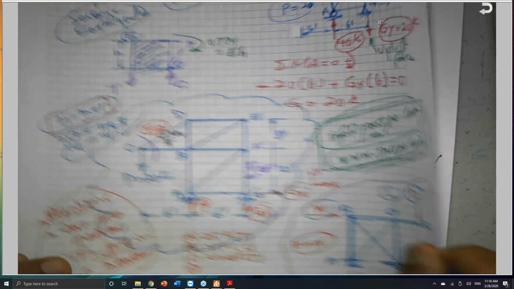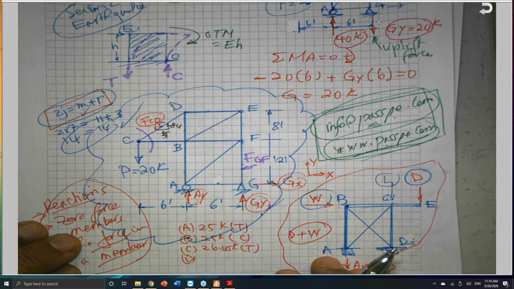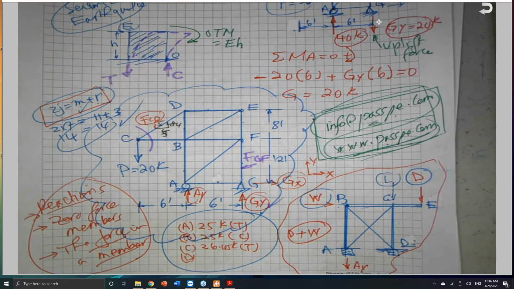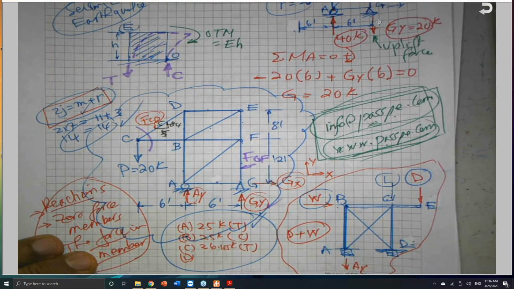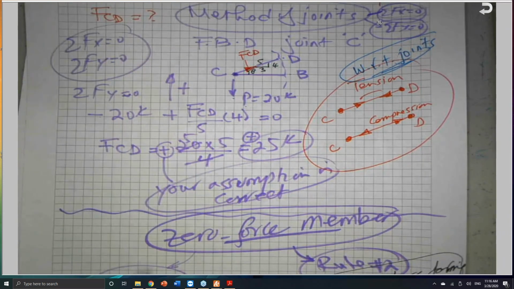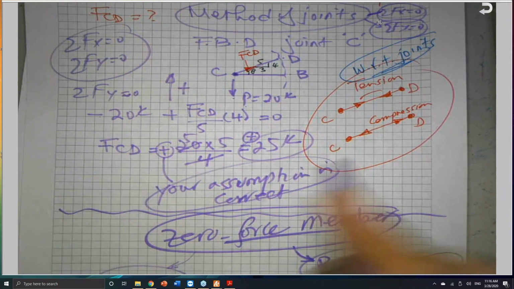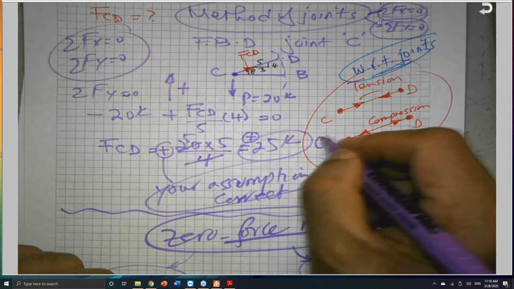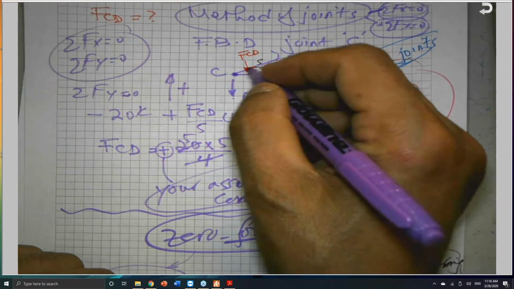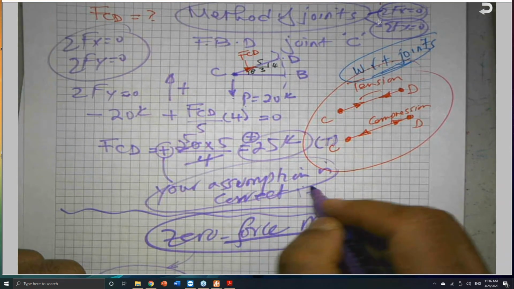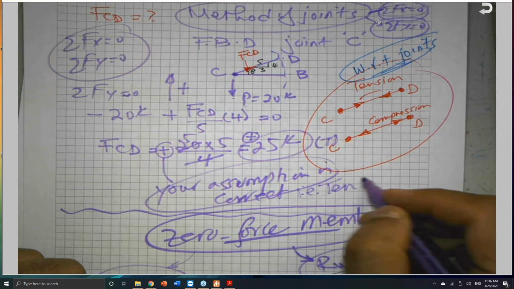The one we talked about? And this is a question. Obviously, we got some answers here. We found that the answer is 25 kips tension. This was the correct answer for this one, as we explained here. So in this case, I need to put a letter T next to it. 25 kips tension. Because I assumed it to be tension, I ended with a positive, that your assumption is correct, i.e. tension member.